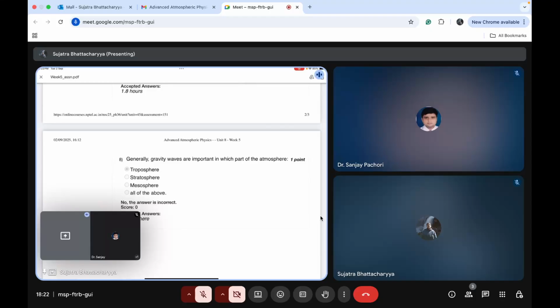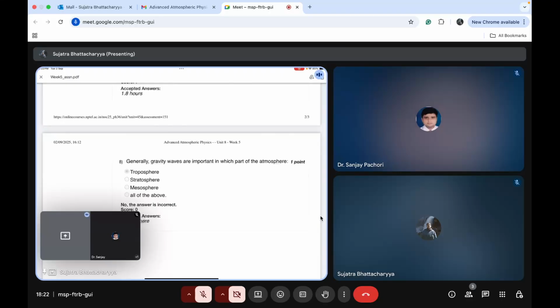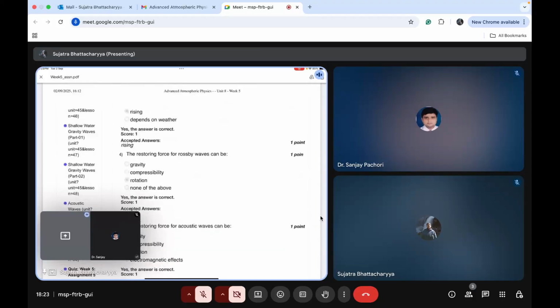Actually, the answer should be stratosphere and mesosphere, but since we have to choose one of the options, it's not the troposphere. It is generated in the troposphere, but the energy is transported to much higher altitudes. So it is actually the mesosphere, which is the correct option. It generally affects the temperature profile of the mesosphere. So fine, these are a couple of questions in this assignment.